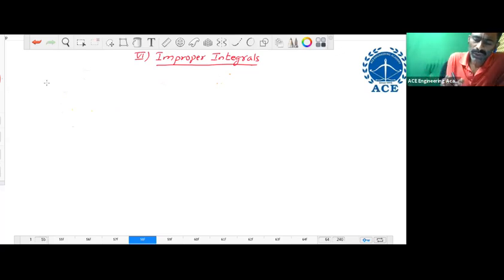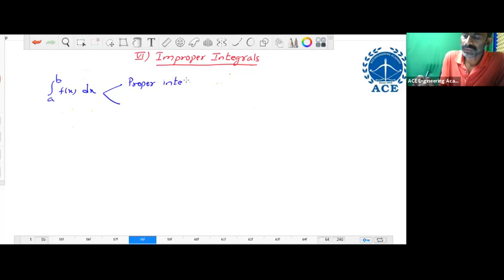Now, up here we know that integral a to b f of x dx. This is the definite integral. Again, the definite integrals are two types. One is proper integral. The other one is improper integral.